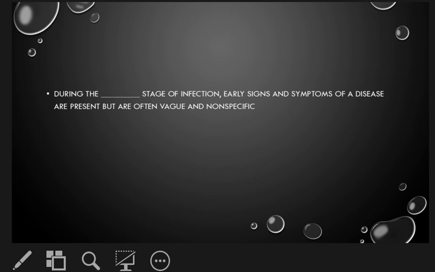During the blank stage of infection, early signs and symptoms of a disease are present but are often vague and nonspecific. And the answer is prodromal. So remember, this is the most contagious stage of the infection, and they don't really even know that they're sick yet.